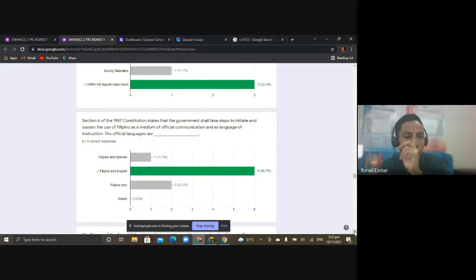Section 6 of the 1987 Constitution states that the government shall take steps to initiate and sustain the use of Filipino as a medium of official communication and as language of instruction. What are the official languages according to Section 6 of the 1987 Constitution? Is it Filipino and Spanish? The Constitution we use now is the 1987 Constitution, and it's very obvious that we are not making use of Spanish as one of our official languages. Therefore, option number 1 is not correct.